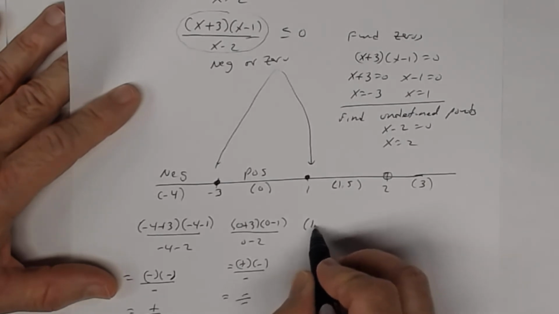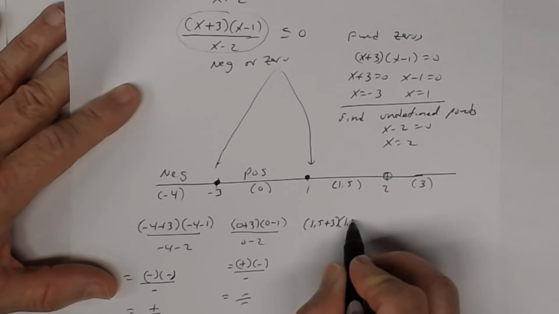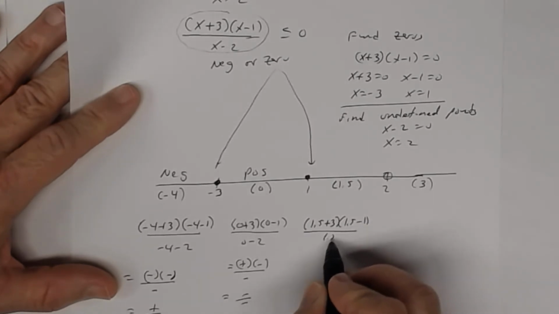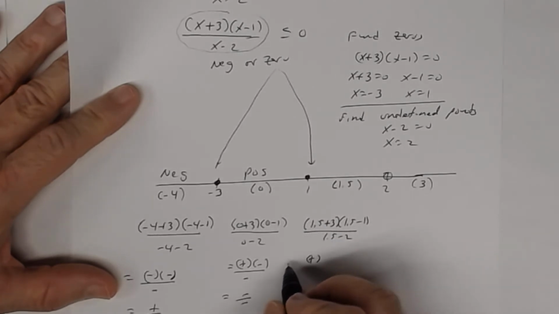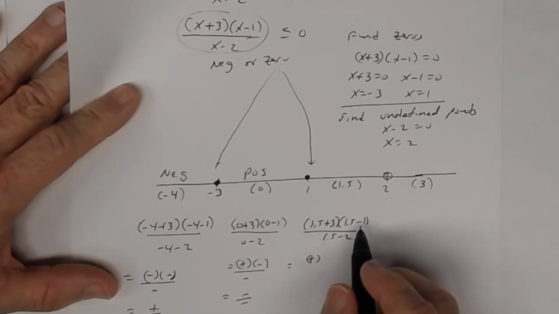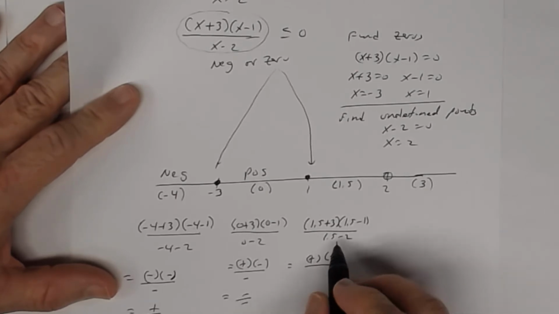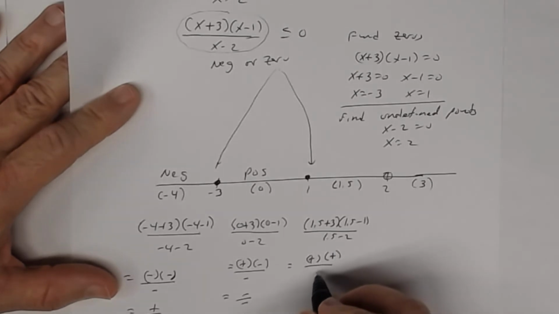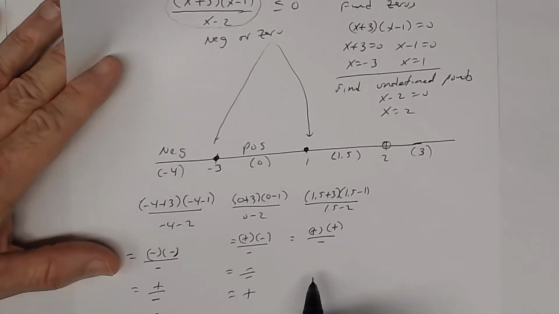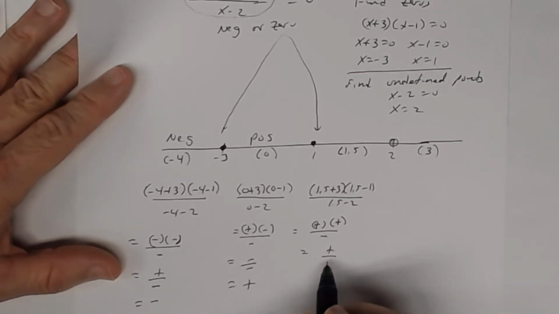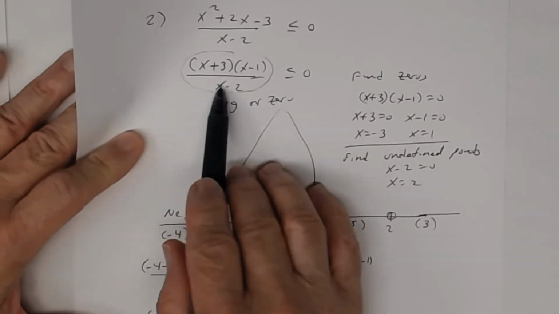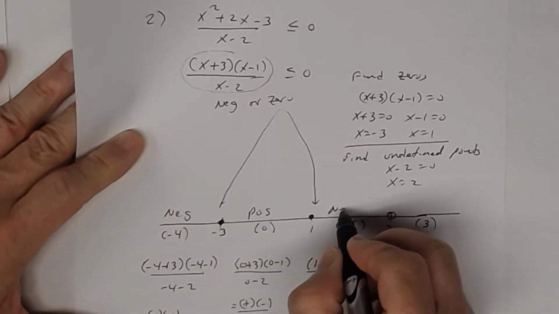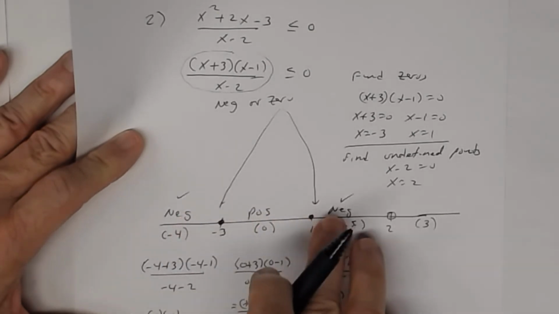1.5. So I have 1.5 plus 3 times 1.5 minus 1 divided by 1.5 minus 2. 1.5 plus 3 is a positive 4.5, so that's positive, right? You just got to look at your sign. 1.5 minus 1 is a positive 0.5, so that's positive. 1.5 minus 2 is a negative 0.5, that's negative. A positive times a positive is a positive, so the numerator is positive, the denominator is negative, and a positive divided by negative is a negative. So any real number in this interval will make this inequality, either one of these, a negative number, and that's going to be a solution. That's a solution, and that's a solution.